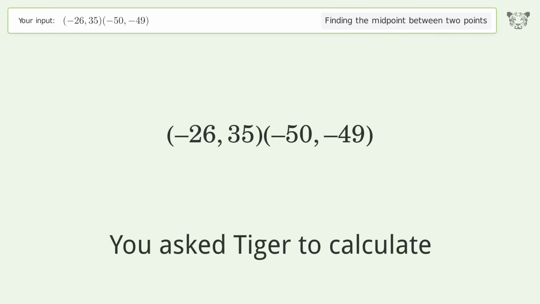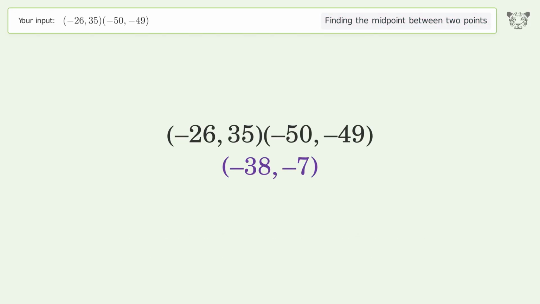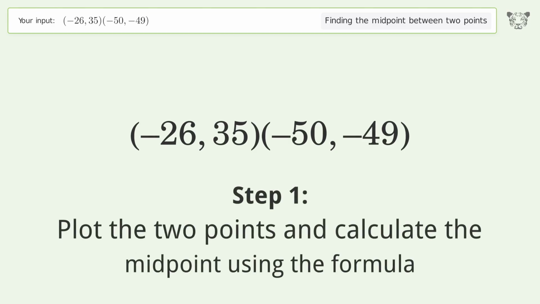You ask Tiger to calculate. This deals with finding the midpoint between 2 points. The midpoint between the 2 points is -38, -7. Let's solve it step by step. Plot the 2 points and calculate the midpoint using the formula.